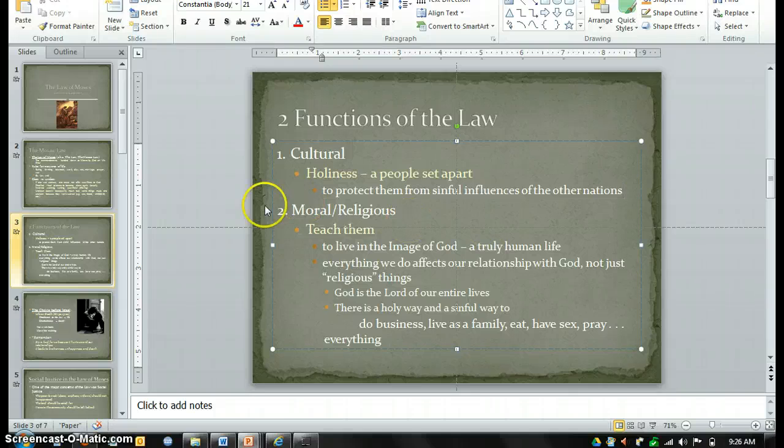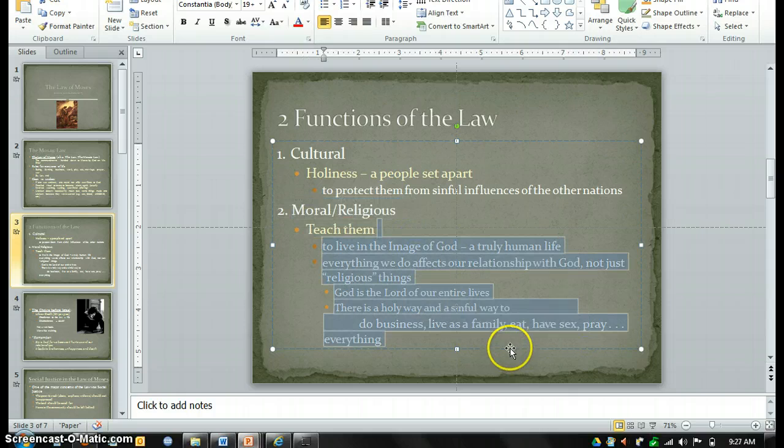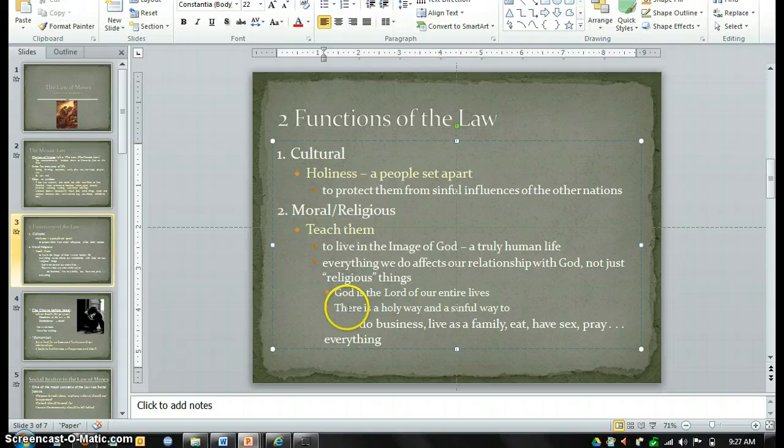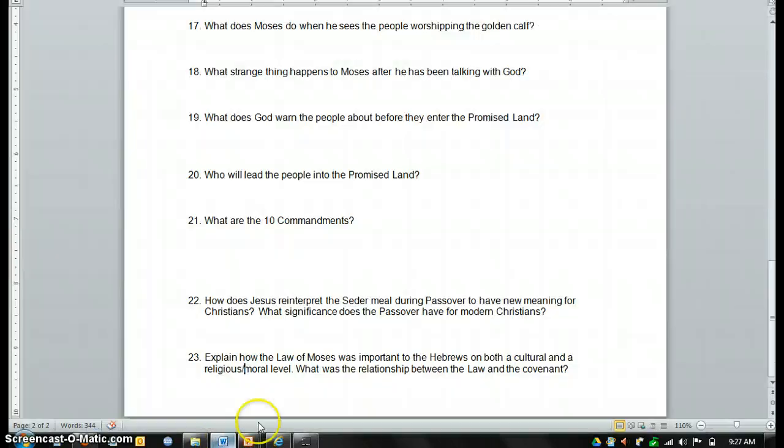The moral and religious things have to do with every aspect of life. This is one of the cool things about the law: they had laws about all these various aspects of life, how to have a family, how to eat, how to work. The point of that was to show that God is the Lord of our entire lives, that God has something to do with all of those things. It's not just the explicitly religious things that God is a part of. God is part of everything. So those are the two functions of the law.